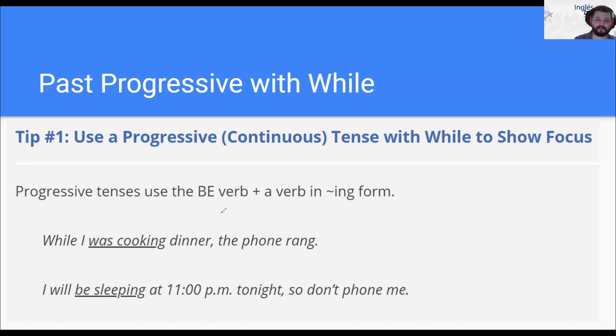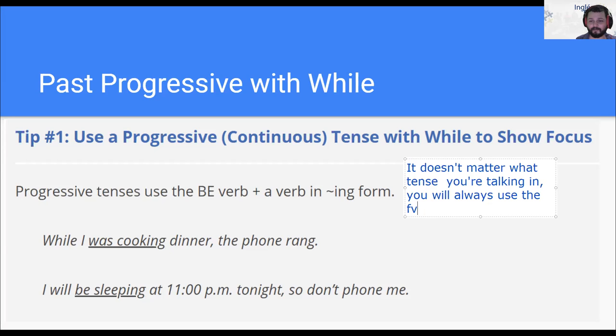All right. The important thing to point out here is that I'm using the verb be plus the ing form of the verb, even though I'm not talking in past progressive, right? So it doesn't matter what tense you're talking in, you will always use the verb be plus the ing form of a verb, okay? So this applies, guys, to all progressive tenses, all right?